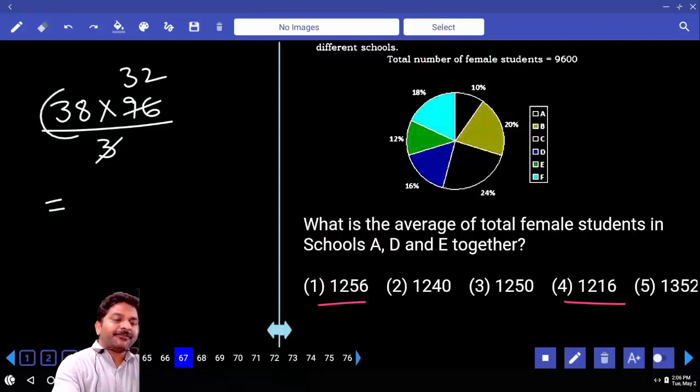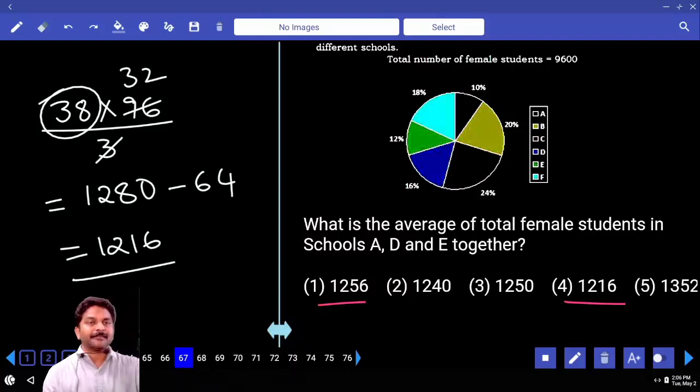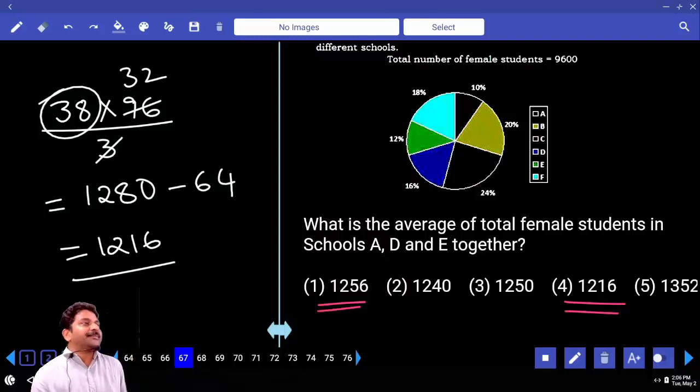So let's take 40 times minus 2 times, 40 times of this number. 1280 minus 2 times 64. Answer 1260. See, out of the first option and fourth option, I verified whether one number is a 3 multiple and the other number is a non-3 multiple. Both are non-3 multiples. Both are 4 multiples.